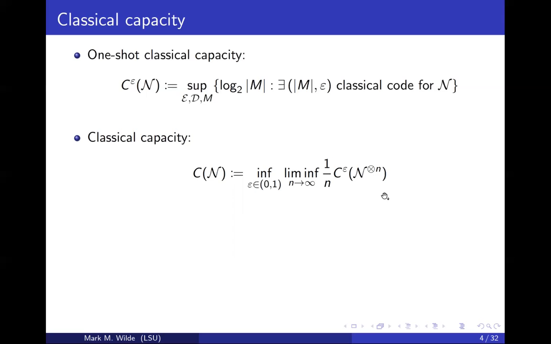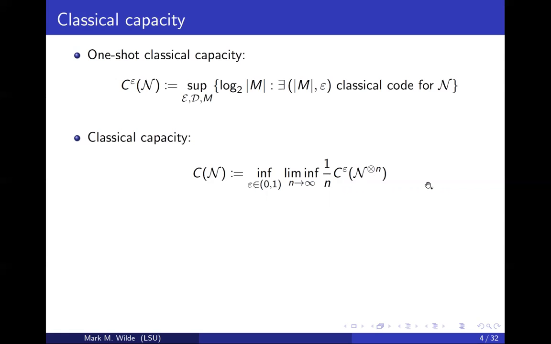Okay, so we allow many uses of the channel. So we plug in a tensor power channel. We normalize by the number of channel uses. We take a limit for technical reasons. It's the limit inferior. And then we minimize over all the errors from 0 to 1. And that is one way to define classical capacity in a very compact way.